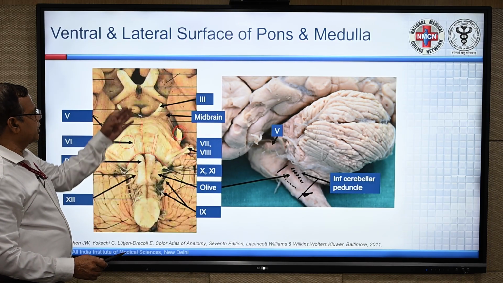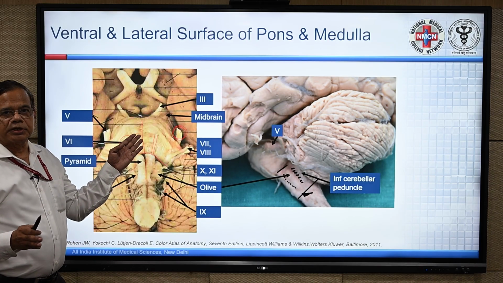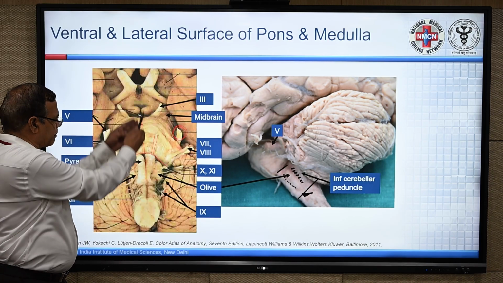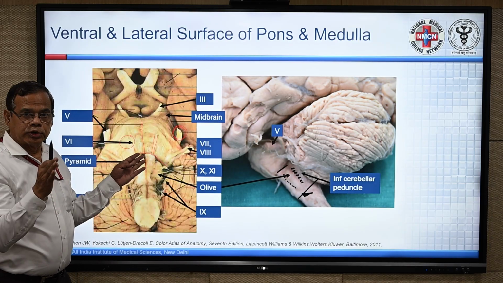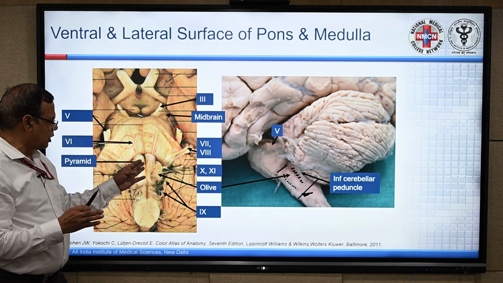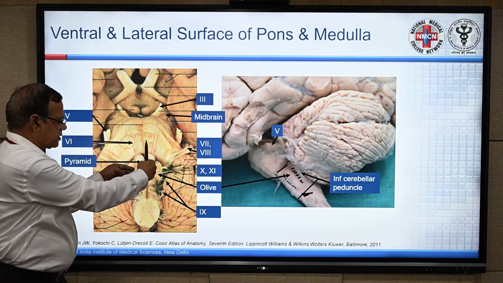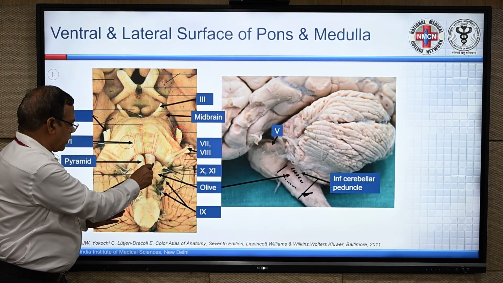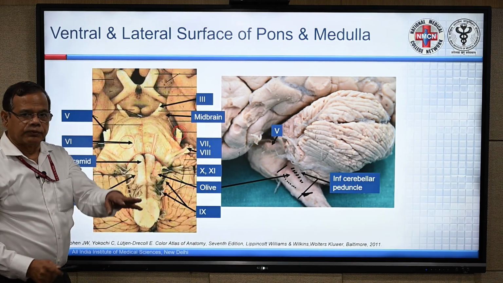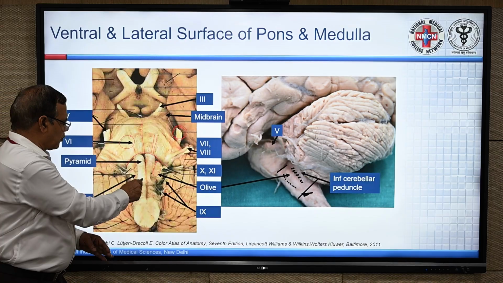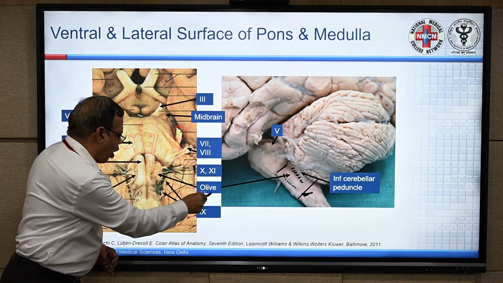Why is it called pyramid? Because the pyramidal tract, which comes from the cortex, passes through the midbrain, through the pons, and here in the medulla it produces one elevation. This is called pyramid. In the lower part, the corticospinal fibers cross the midline. By the side of the pyramid, another elevation is there. This is called olive. More towards the midline is the pyramid, then comes the olive.